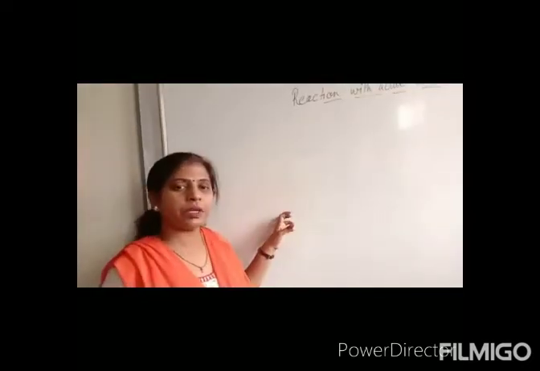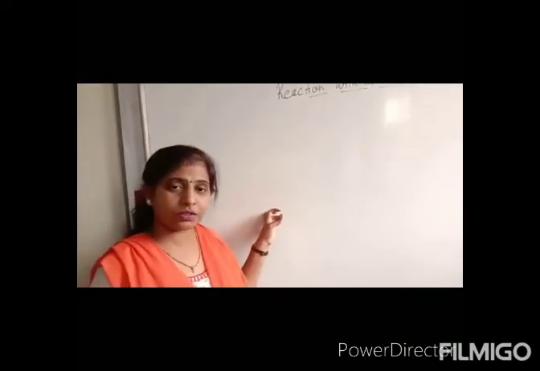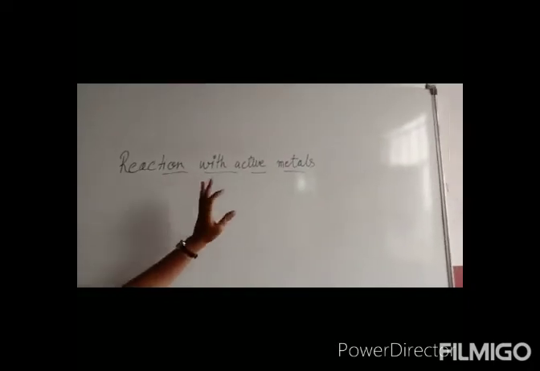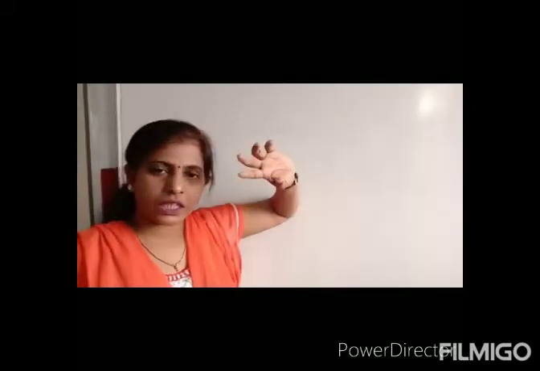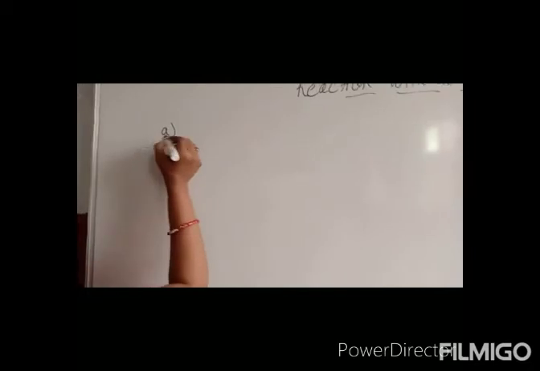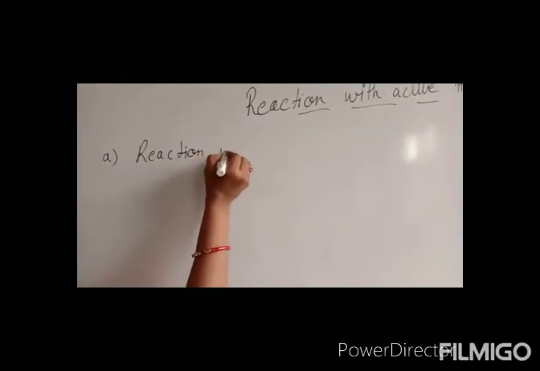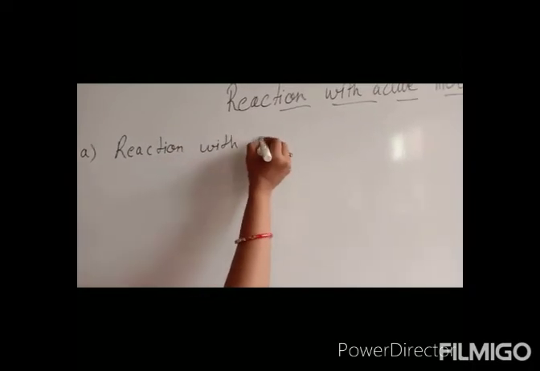Last part of our chemical properties of halogen derivatives. We are winding up with this reaction with active metals. Students, in this reaction we will be dealing with two active metals. The first one is the reaction with magnesium.